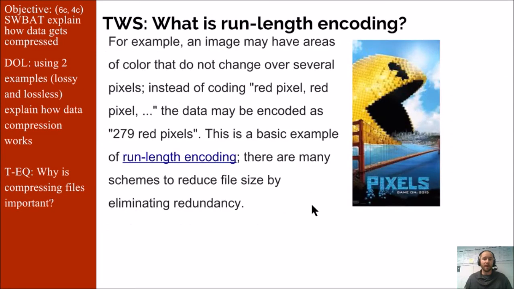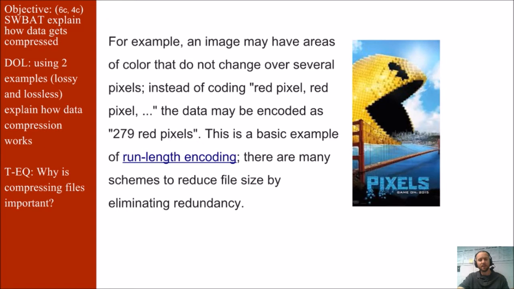So now let's move on to what's called run length encoding. So with that in mind, I want you to figure out if this example is one of lossy or lossless compression. It says, for example, an image may have areas of color that do not change over several pixels. So instead of coding red pixel, red pixel, red pixel, and so on, the data may be encoded as 279 red pixels, all in a row, right?